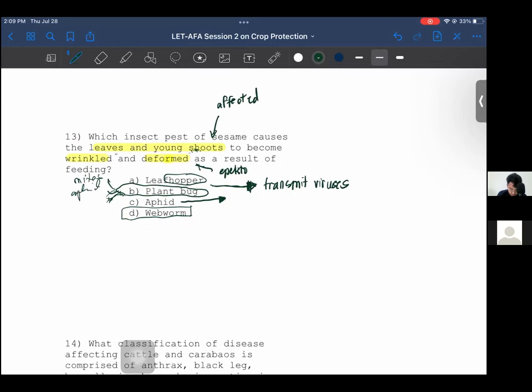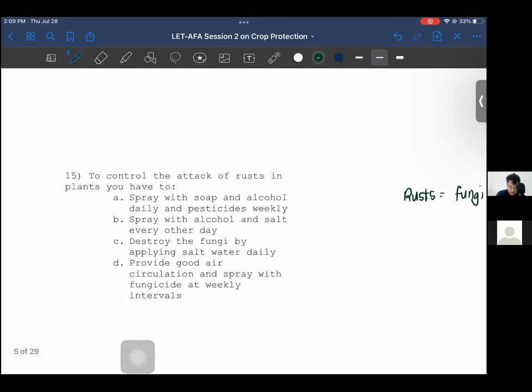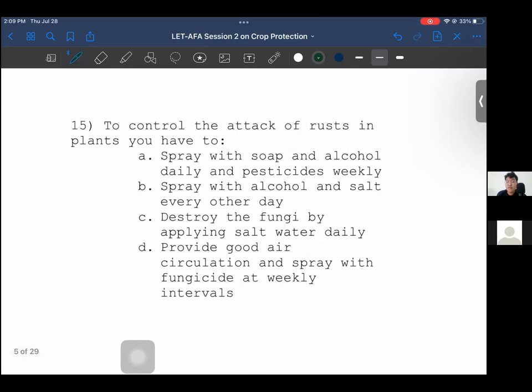Next. Ayan. Oh, here. Number 15. To control the attack of rusts in plants, you have to: A, spray with soap and alcohol daily and pesticides weekly. B, spray with alcohol and salt every other day. C, destroy the fungi by applying salt water daily. Or letter D, provide good air circulation and spray with fungicide at weekly intervals.